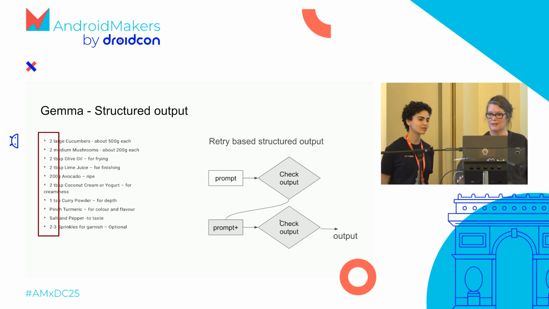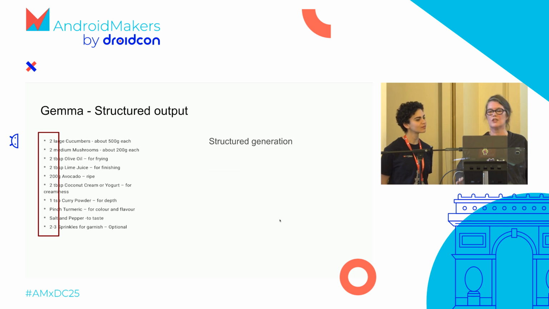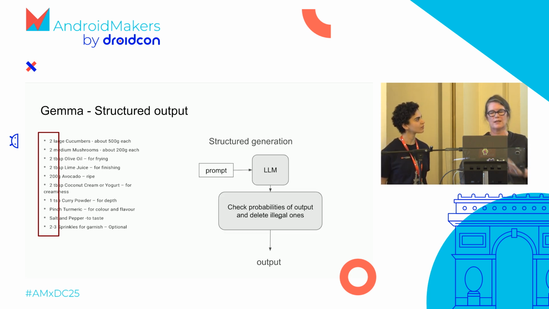There is another mechanism that you can use, which is called structured generation. Okay, this is going to get a little bit technical for a moment, but I'm sure you can stay with me. You take the prompt, you give the prompt to an LLM. How LLMs work is they give you out a set of probabilities of what the next token is going to be.